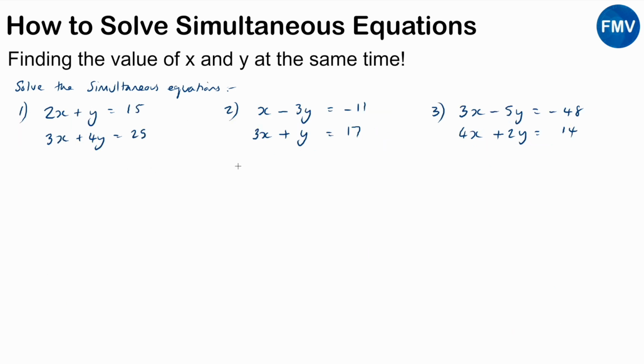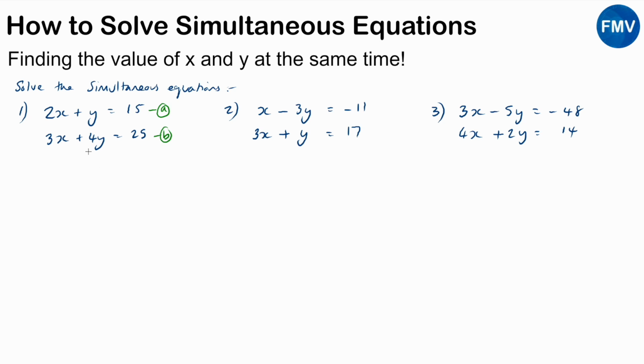Okay, looking at these next 3 questions, you might notice in these cases the x's are different, the y's are different in each case. So we can't eliminate straight away. We have a step to do first. We have to make either the x's or the y's the same in order to eliminate. Let's start with equation A and equation B.